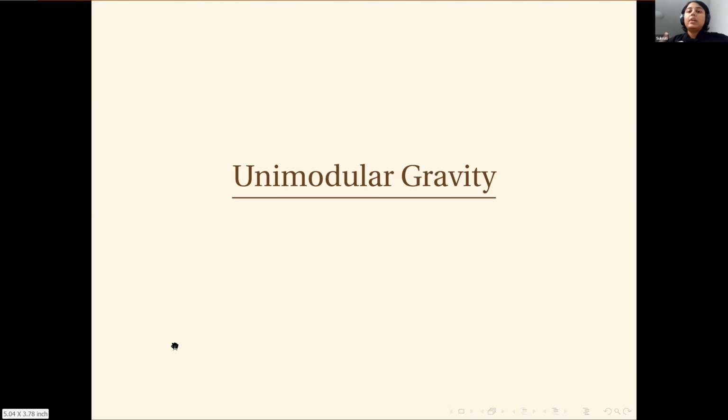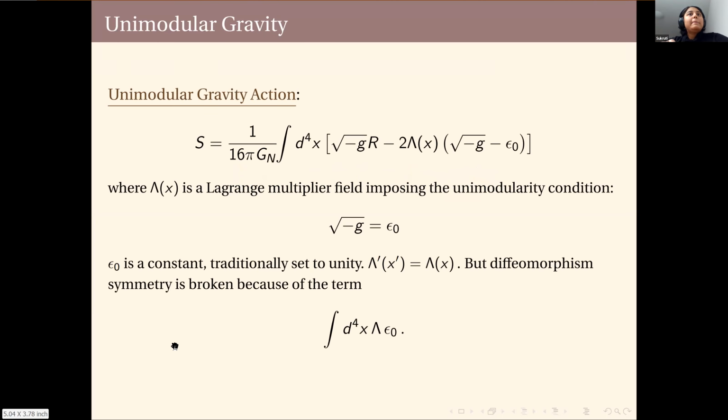Now I will come to a different method that was used by my collaborators. But before I move on to the main construction, I'll give a little bit of background, which is easier to follow. So we all must be familiar with the usual Einstein-Hilbert action, which is just the integral of square root of minus g times R. And then if we add this Lagrange multiplier term, we get what is known as the unimodular gravity action. Now here, we can eliminate the Lagrange multiplier by solving its equation of motion, which gives us this constraint.